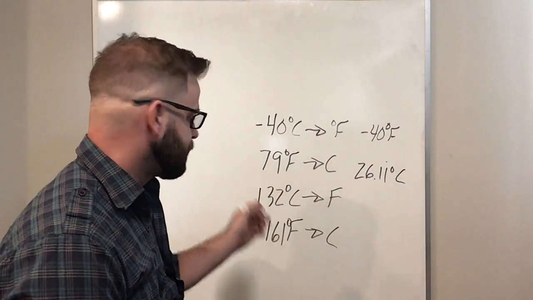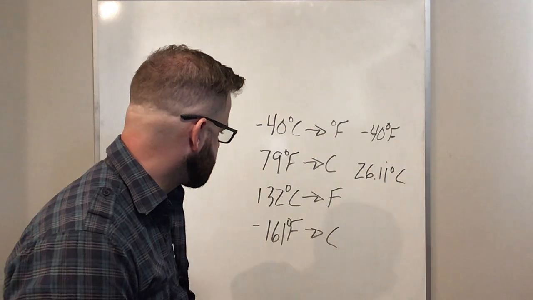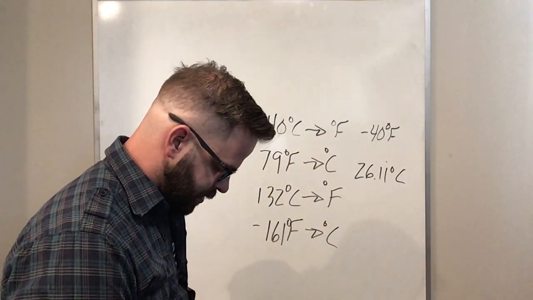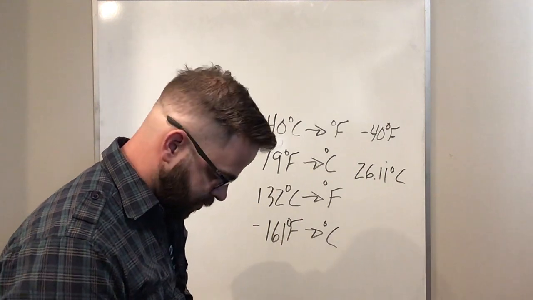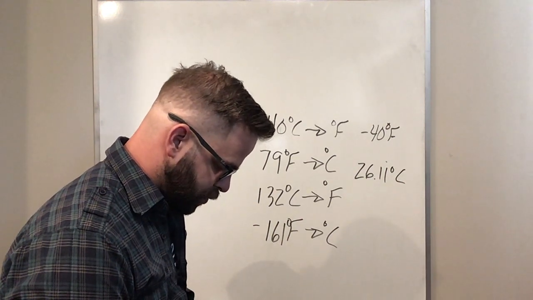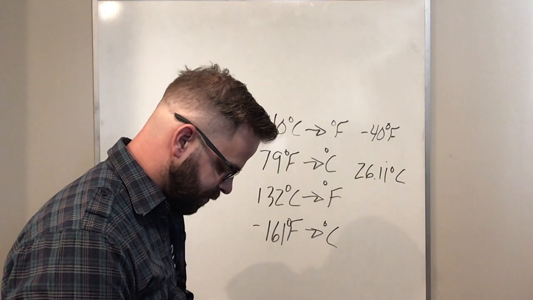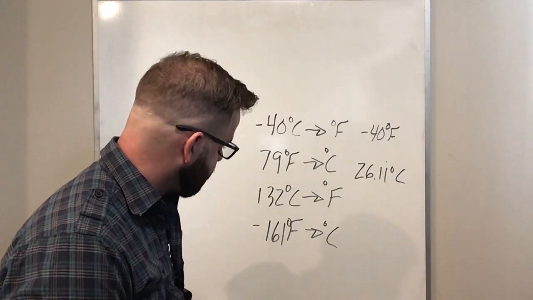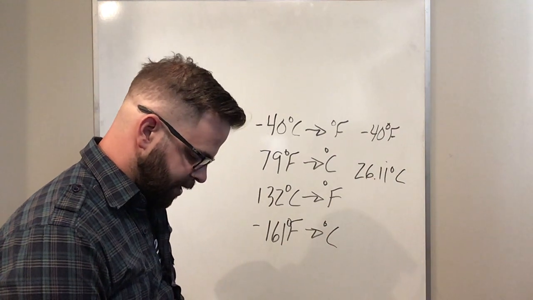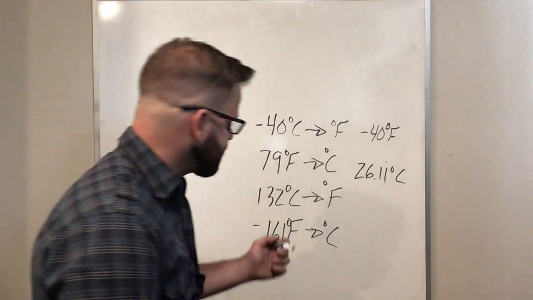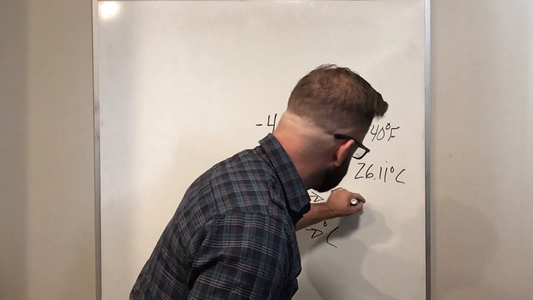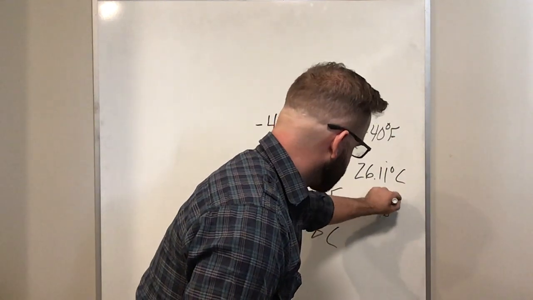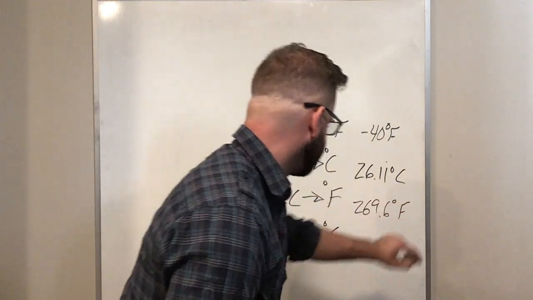Now 132 degrees Celsius to degrees Fahrenheit. 132, and we're going to a larger number, so we multiply by 9/5, then add 32, and we get an answer of 269.6. So 269.6 degrees Fahrenheit.